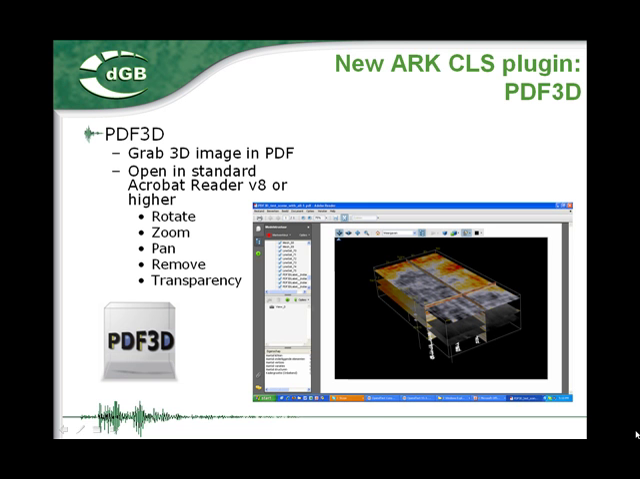PDF 3D is a new plugin in OpenDetect by ArcGLS and Partner Visual Technology Services. It allows you to grab a 3D scene in OpenDetect and to save this in a PDF format. The file can then be opened in the standard and free Acrobat Reader software that nowadays supports 3D visualization capabilities like rotating, zooming, panning, removing and changing transparencies.